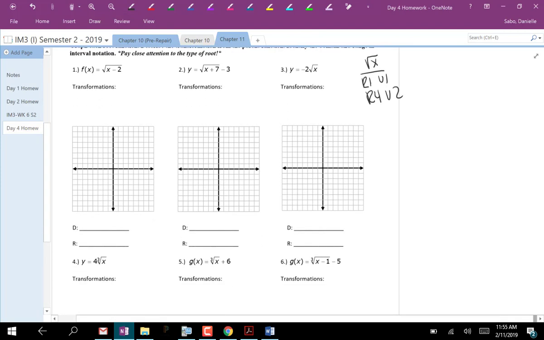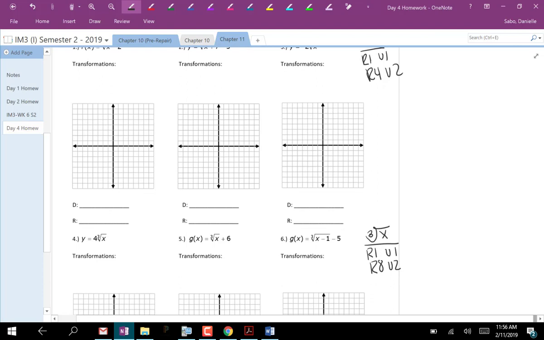And then for 4 through 6, we have the cube root. And the pattern is right 1, up 1, right 8, up 2, because the cube root of 8 is 2. And then it switches: left 1, down 1, left 8, down 2. So I wrote those patterns out for you, but I would recommend writing it out every single time, because that's the only way for you to memorize.